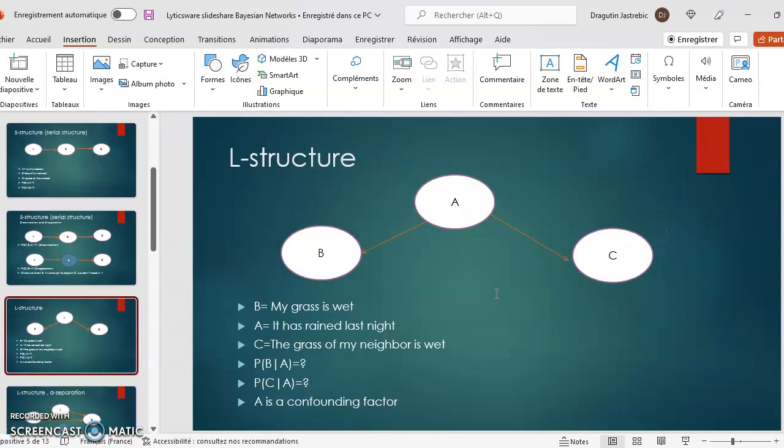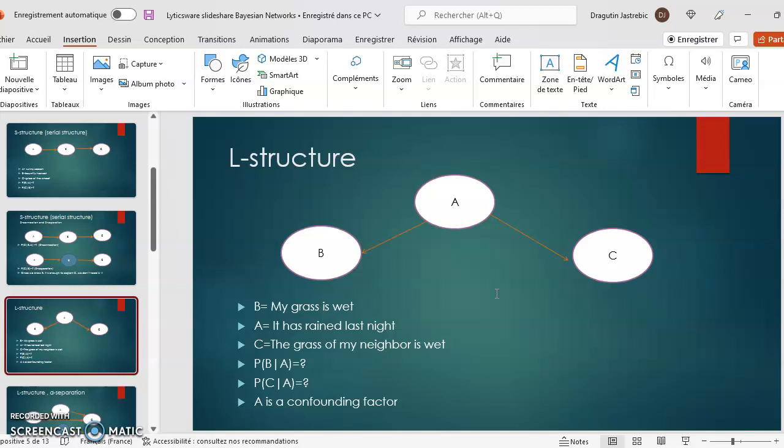The next structure is an L structure. Why is it called L structure? In the Cyrillic alphabet, it looks like an L. That is my association. Maybe you can find some other one. And we see here that again we have A, B, and C. B means my grass is wet, and C means the grass of my neighbor is wet. And A is an event that it has rained last night. So if it has rained last night, then I can calculate the probability of B and C. And A is called a confounding factor.